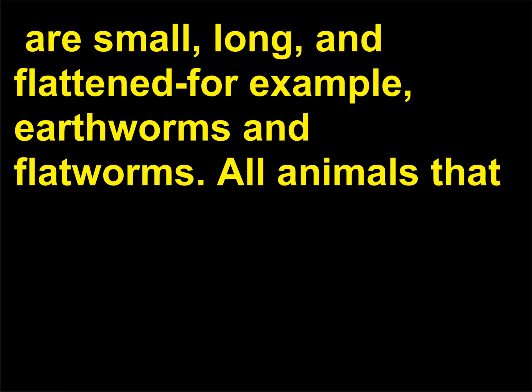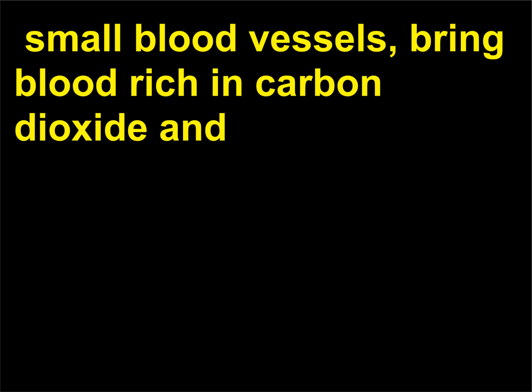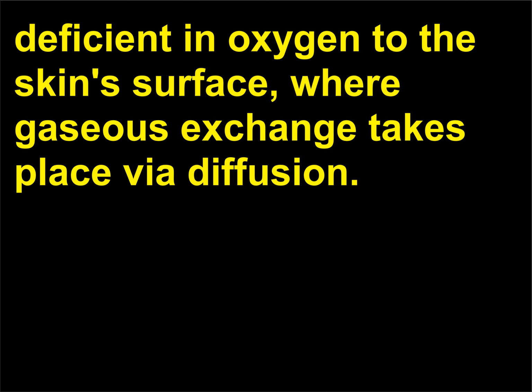All animals that rely on their skin for respiration live in moist, damp places in order to keep their body surfaces moist. Capillaries, small blood vessels, bring blood rich in carbon dioxide and deficient in oxygen to the skin surface, where gaseous exchange takes place via diffusion.